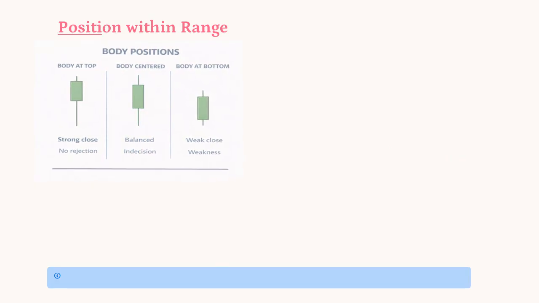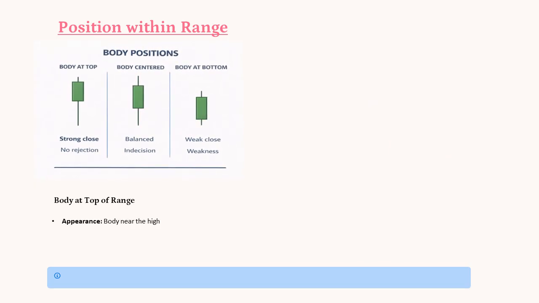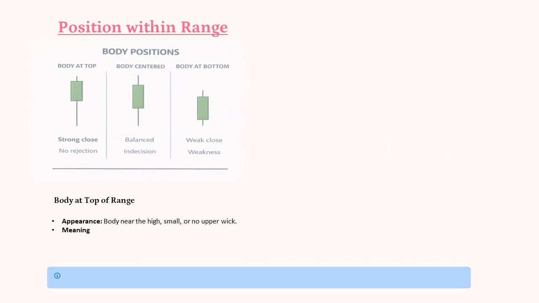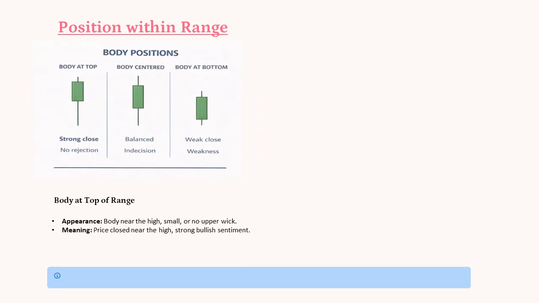Third, the position of the body within the range. A body at the top of the range with little or no upper wick means price closed near the high. This shows strong bullish sentiment. The bulls didn't just win. They won and held their ground.